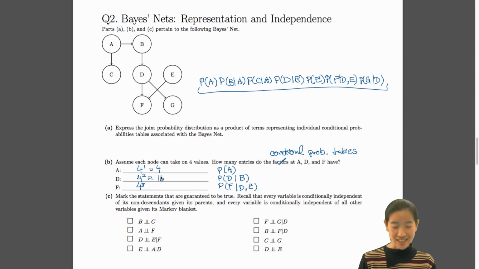I don't actually want to calculate that, so we're just going to leave it like that. Okay, so now we're going to have some more fun with the idea of independence in Bayes nets.